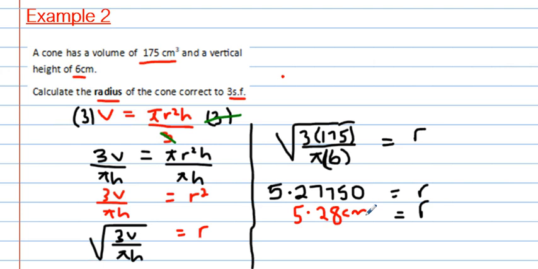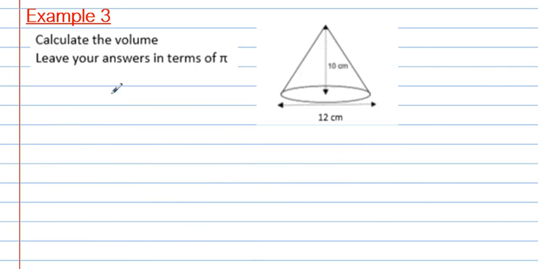Now we've found the radius, we've answered the question, and this is a standard GCSE question. Make sure you show your clear structure to be able to pick up all the marks. Okay, let's move on to example 3. Here we're told to leave our answer in terms of pi.